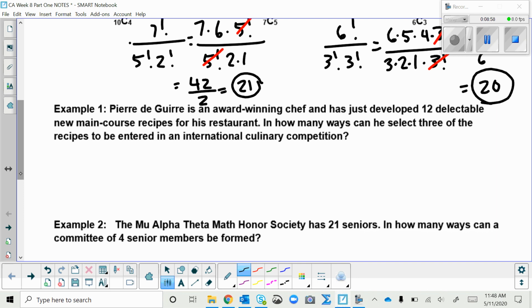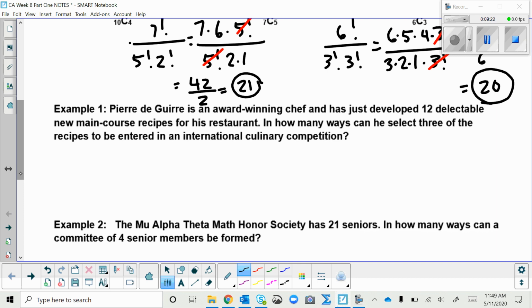So the reason why this is a combination is because the order doesn't matter. This would be a permutation if it said 3 recipes, 1 needs to be the entree, 1 needs to be the main course, and 1 needs to be the dessert. That would be ordering it. But this is simply just saying how many different groups of 3 can he choose, and the order doesn't matter. So that's why this is a combination.